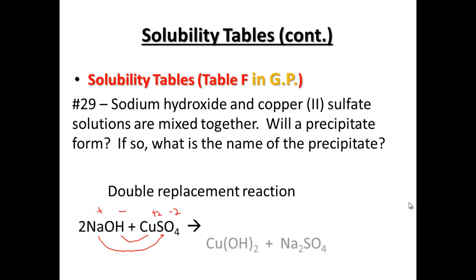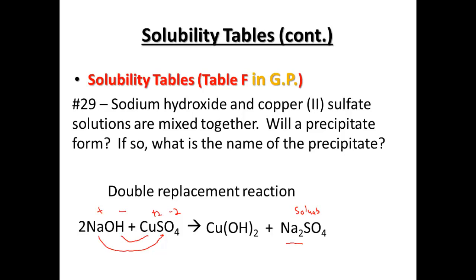So to look, hydroxide mixed with copper, all of our group 1 elements are automatically soluble. So in the end, copper hydroxide is our insoluble one. We'll continue looking at soluble versus insoluble in our solubility graphs as we're going forward.